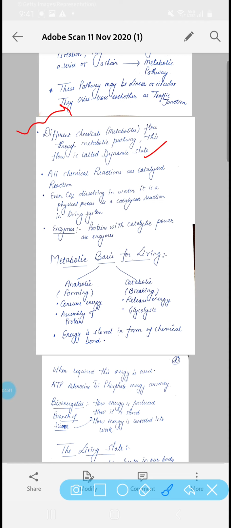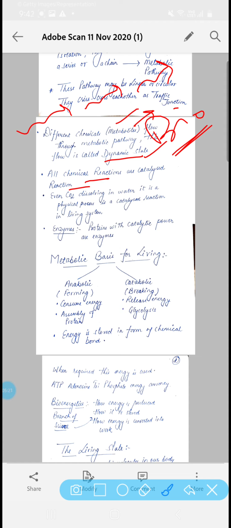Dynamic means which is always in motion, which is never steady. ओके, वो जो चीज़ हमेशा चलती रहती है, फ्लो करती रहती है, उसको हम डायनेमिक स्टेट बोलते हैं। तो ये जितने भी बायोमोलिक्यूल्स हैं, जो मेटाबॉलिक रिएक्शन में पार्टिसिपेट कर रहे हैं, दे आर ऑल्सो टर्म्ड एज मेटाबोलाइट्स. So basically metabolites are the biomolecules only. These biomolecules flow through the metabolic pathway, and all the chemical reactions occurring inside our body are catalyzed by enzymes.